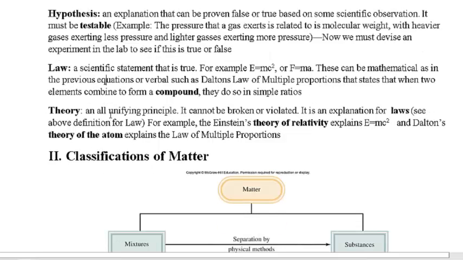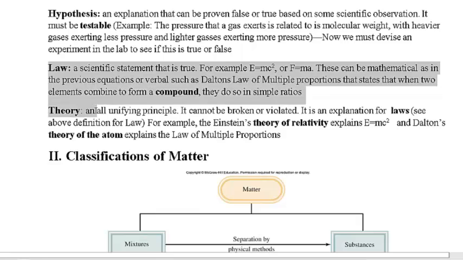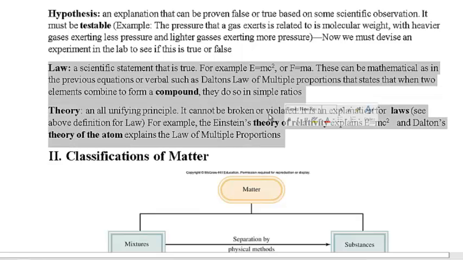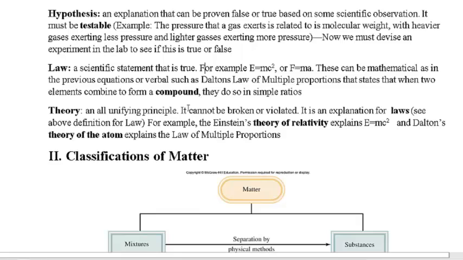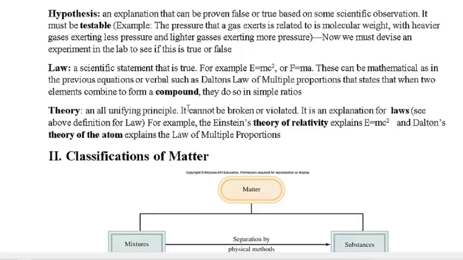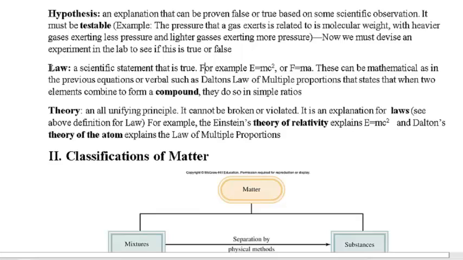Finally, we have a theory, which is an all-unifying principle. Einstein's theory of relativity and Dalton's theory of the atom are two examples of theories. So one of my students last year confronted me about the differences between a law and a theory, but he was saying some theories can be laws and laws can be theories. I'm not going to go into all of that level of minutia and detail. Just hold on to these definitions.